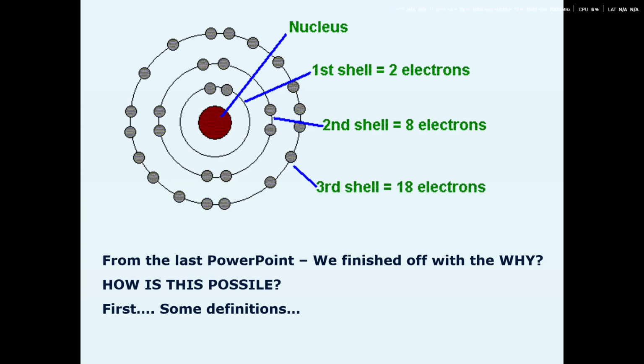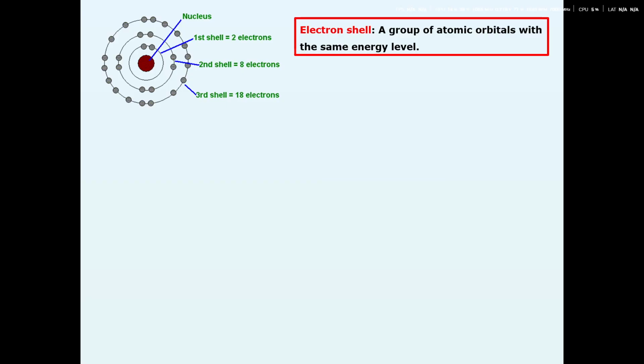Okay. First, I'm going to have to give you some definitions. The rings or the shells have an actual definition, and it's not quite "this is where electrons live." No. The official definition of an electron shell is a group of atomic orbitals with the same energy level, and this will become clearer as we go on. But shells are made up of subshells, and each shell has what we call an orbital.